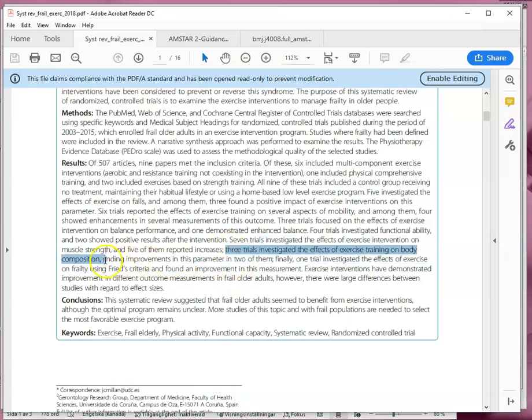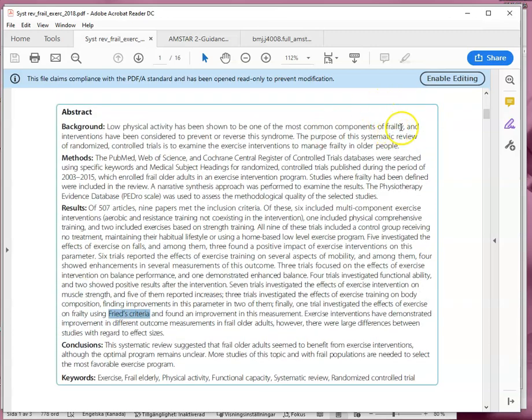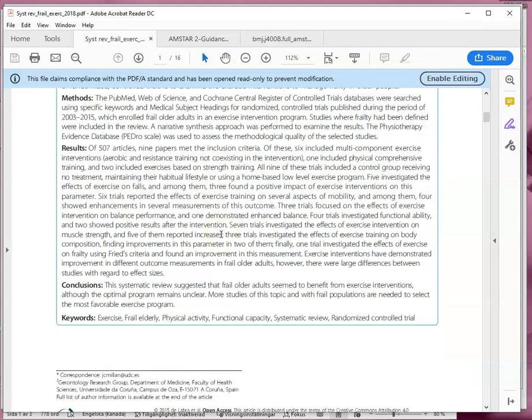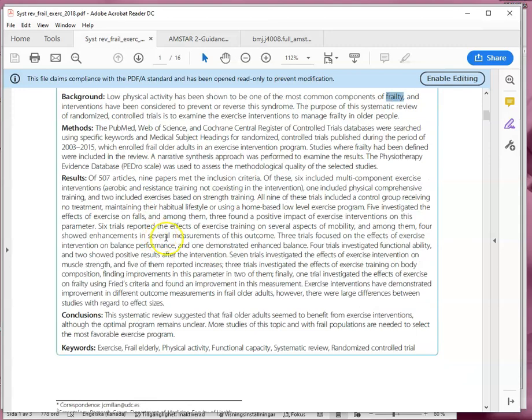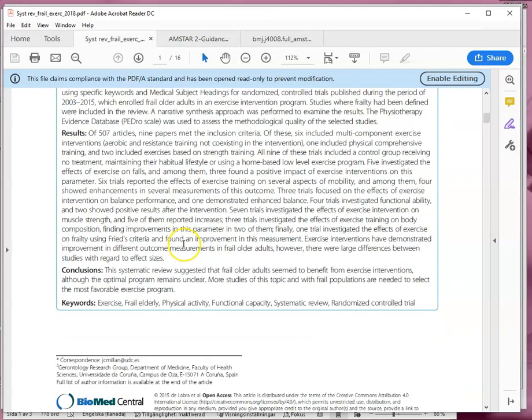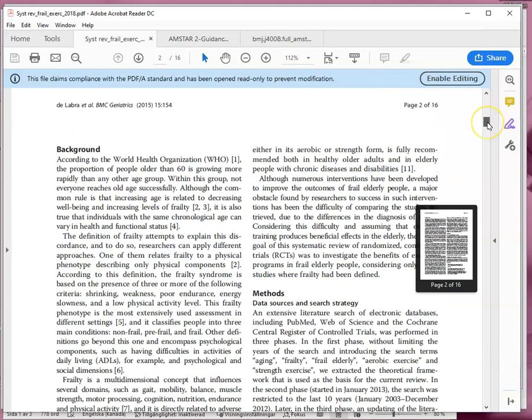3 trials did something about body composition. I think that has to do with BMI, and 2 of them showed some improvements. And then there is the Fried's criteria. I think that is how to classify frailty, and frailty is also a very important part of this one. We haven't defined it yet. So the abstract shows me the whole paper, so I don't need to check, but you can always check.